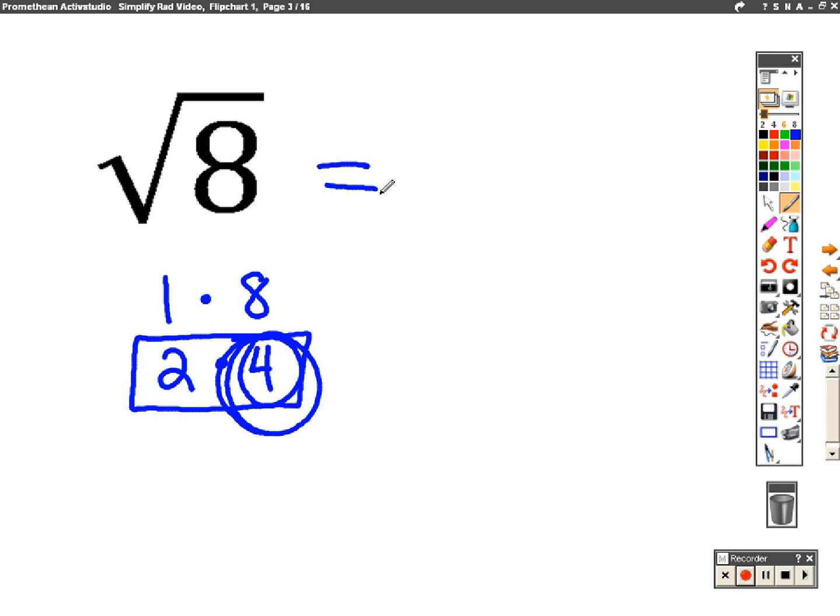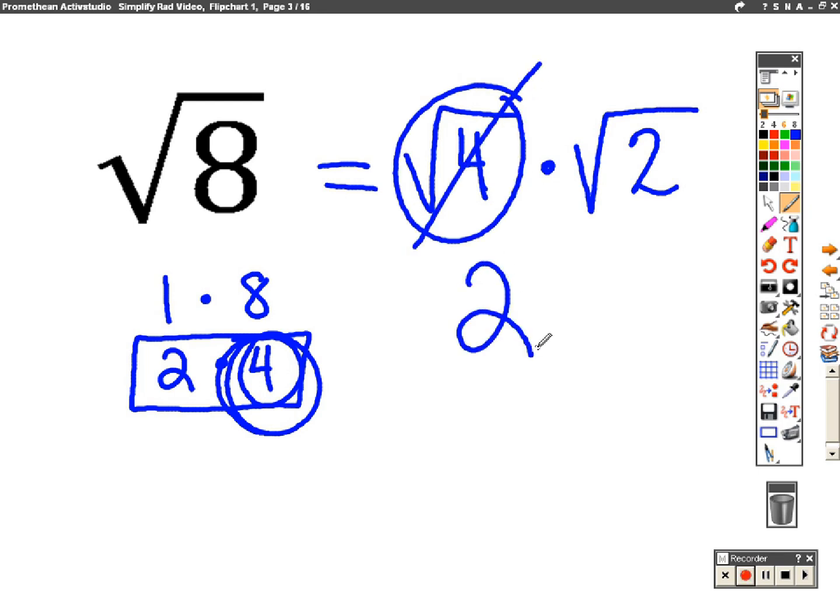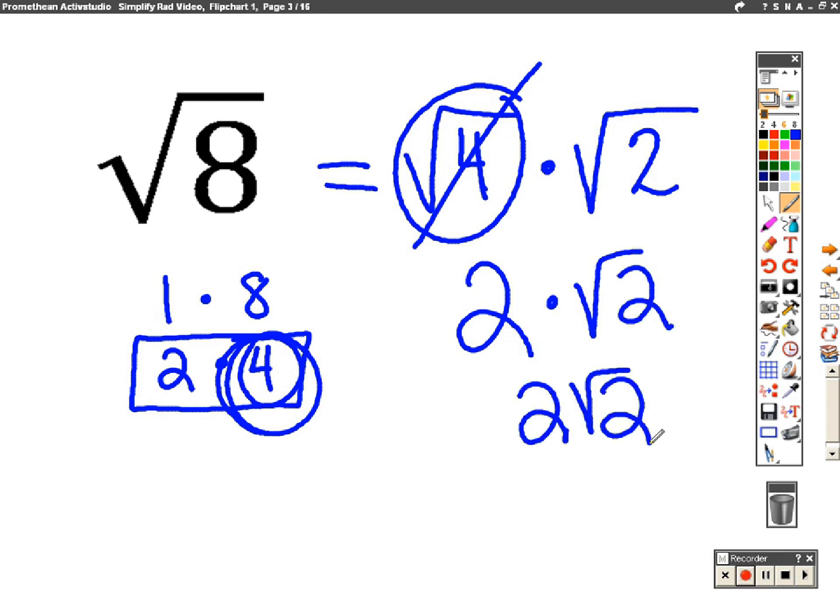Now, mathematicians, we're not that creative. We call it what it is. It's called the product property of radicals because you can use the square root of 8 and write it as two different radicals, as long as these two numbers make 8 when you multiply. So I'll write the square root of 4 multiplied by the square root of 2. It's still the square root of 8, but now I can take the square root of 4 and eliminate it, and I'll write that as 2 times radical 2, or just 2 radical 2. And this is how we simplify the square root of 8.